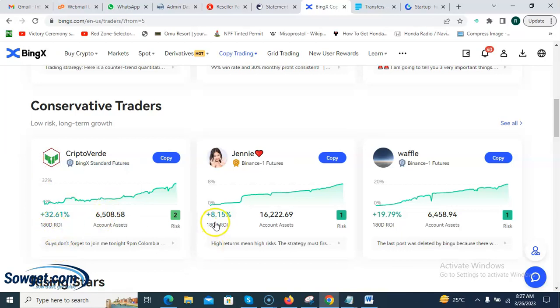You can see the next one here, return on investment is just 8% after 180 days, and you can see this one 19% after 180 days. So their risk is so low. They are using a very low portion of their capital. So if you are probably just new, or you just want to save some money and earn a little interest, then probably you can go for conservative traders.